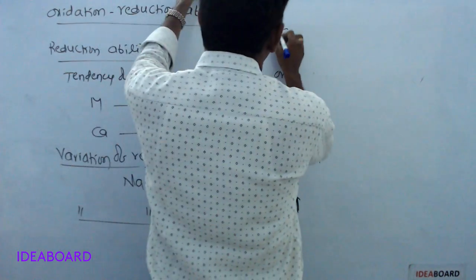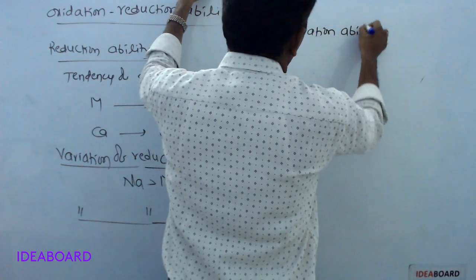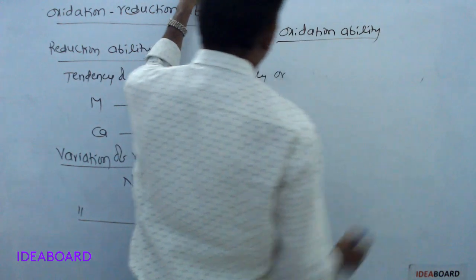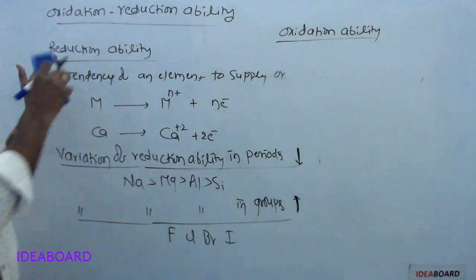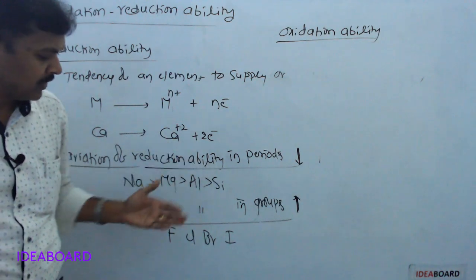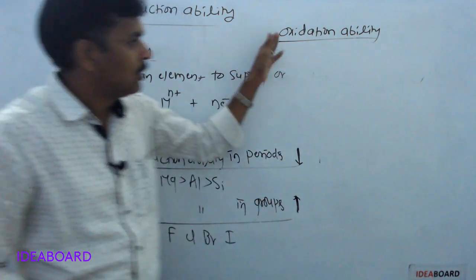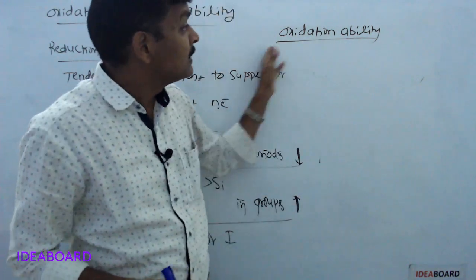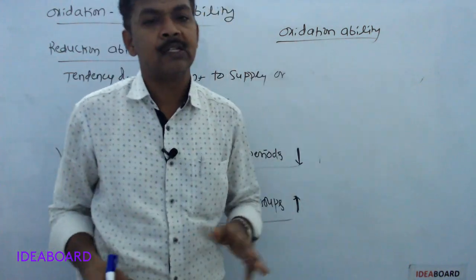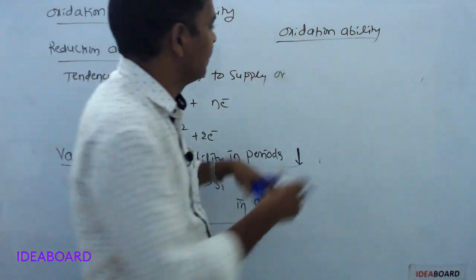Next, oxidation ability. Alkali metals are the best reducing agents. They have the highest reduction ability. Halogens have the least reduction ability and the best oxidation ability. What is oxidation ability? The tendency of an element to gain the electrons is called oxidation ability.